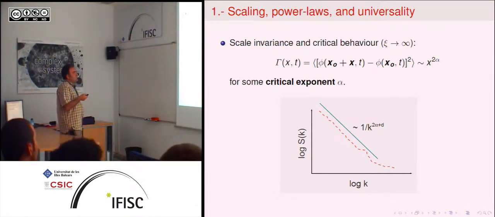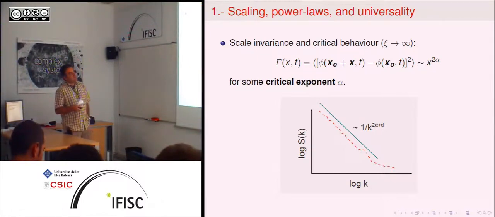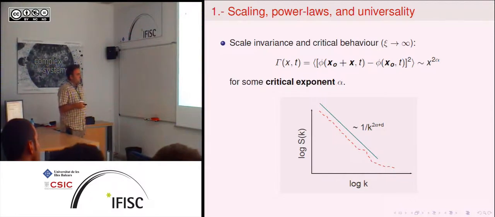And the reason is the following. Scale invariance is related with what is called critical behavior that appears when the correlation length is infinite. In that case, the exponential correlation function is no longer valid. There is a singularity. And actually, the correlation function becomes algebraic with some exponent. This exponent measures the correlation instead of the correlation length, because the correlation length is, in this case, infinite. And it's a critical exponent.